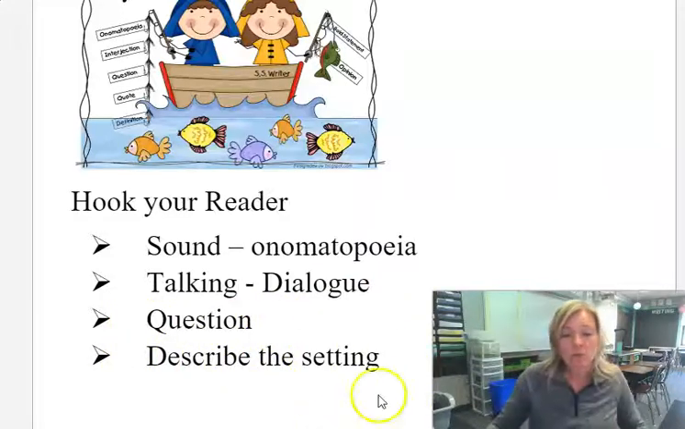So, rewriters, your job today is to either start a new story and really make sure that introduction or lead is really good, brings your reader into your story, and hooks your reader. Or you can go back and revise the story you have already been working on.